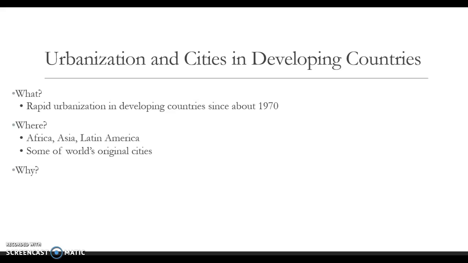And we also see that some of these cities, ironically, are found in areas of our original urban places, our original city-states dating back 7,000 years. Why? Why are we finding rapid urbanization in parts of Africa, Asia, and Latin America?